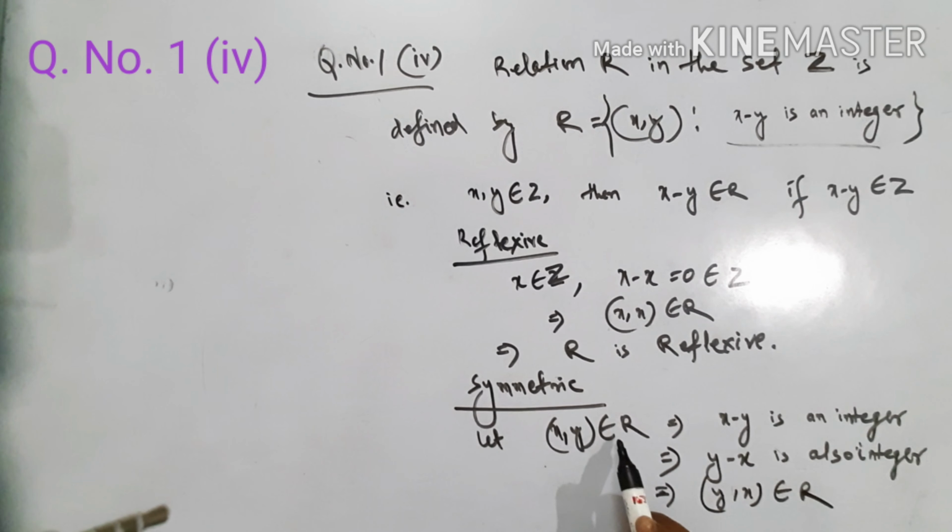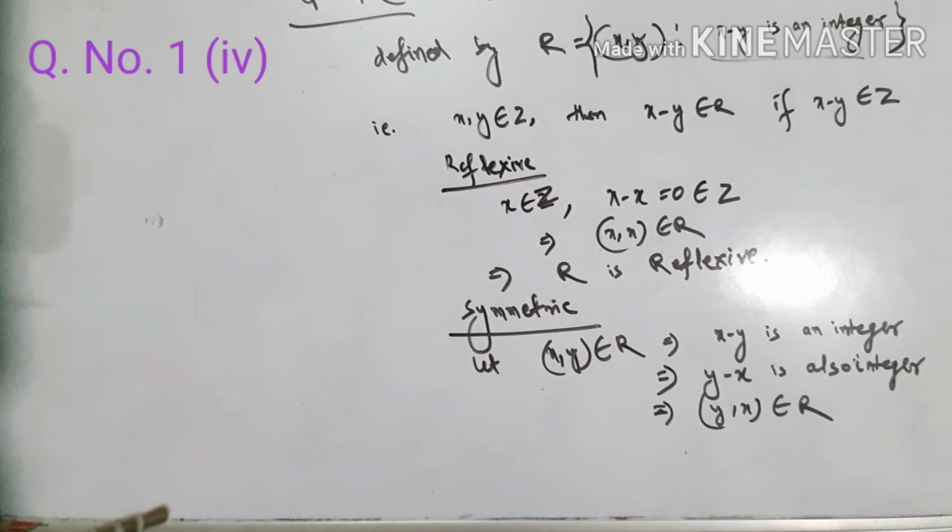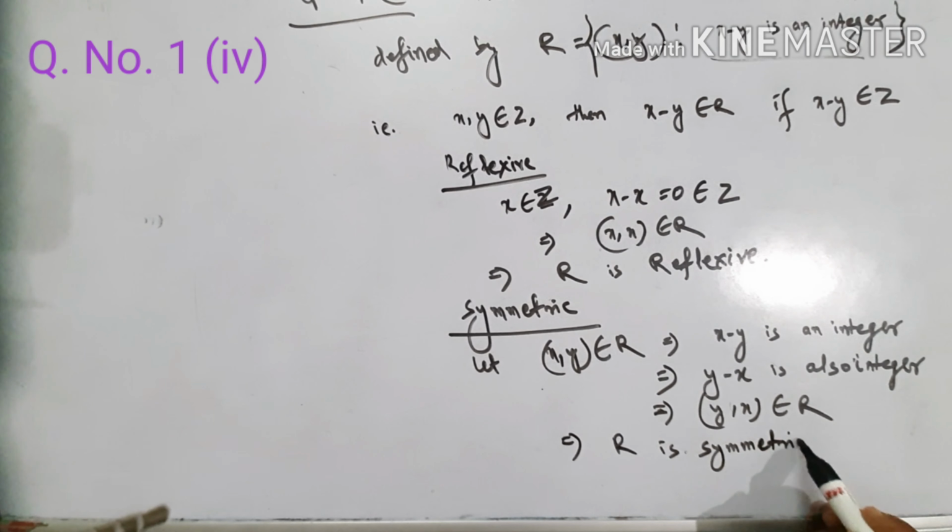So (x, y) belongs to R implies (y, x) belongs to R. This implies R is symmetric. Very simple.